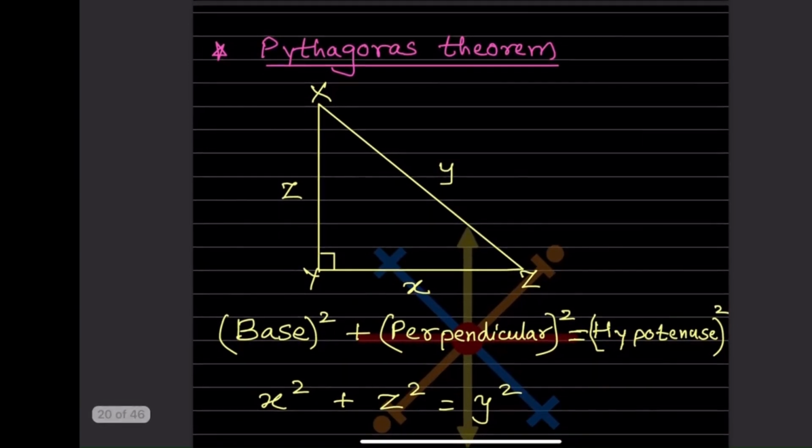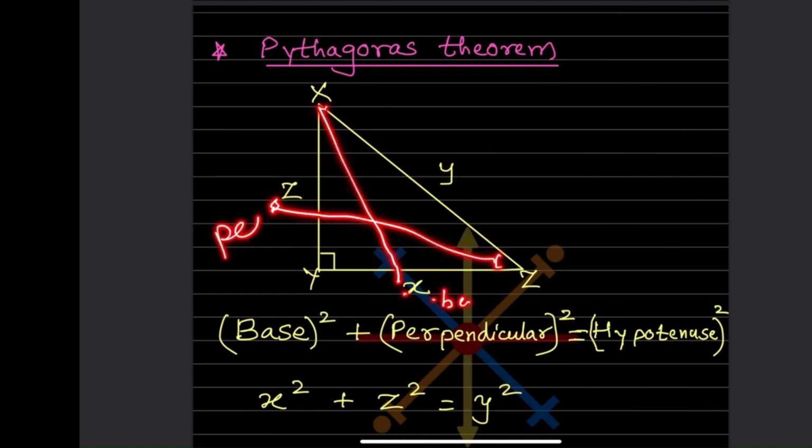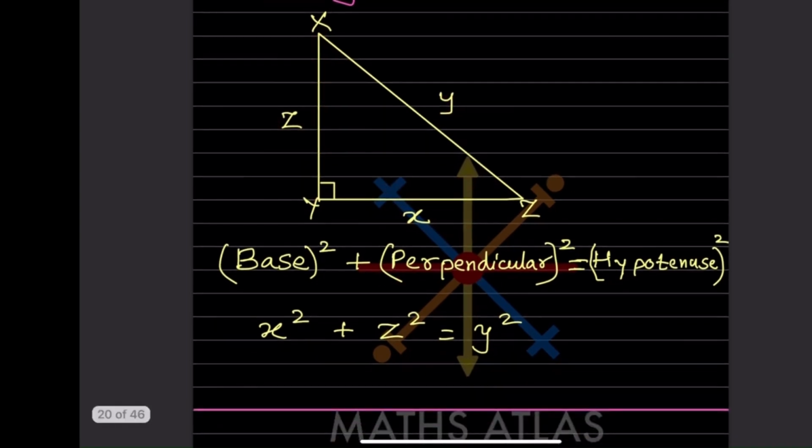Now here is the Pythagoras theorem, just a simple Pythagoras theorem. Now this is capital X, Y, Z. So we can put this as Y, this as Z, and this is X, opposite of this. So this is the base, this is the perpendicular side, and this is the hypotenuse. So base square plus perpendicular side square is equal to hypotenuse square. So this is x square, this is z square, and this is the y square.